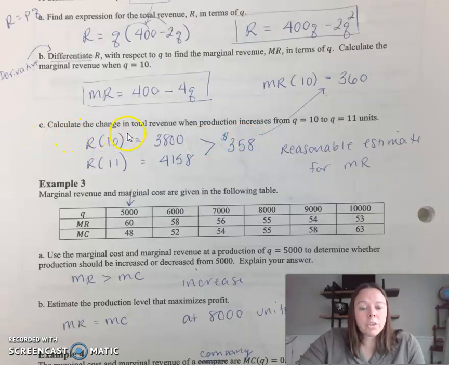All right, calculate the change in total revenue when production increases from 10 to 11 units. So I did revenue at 10, I did revenue at 11, subtracted those and got 358. That's using the actual revenue function. Was that pretty close to what we found with our marginal revenue? Yeah. So it's a reasonable estimate for marginal revenue.